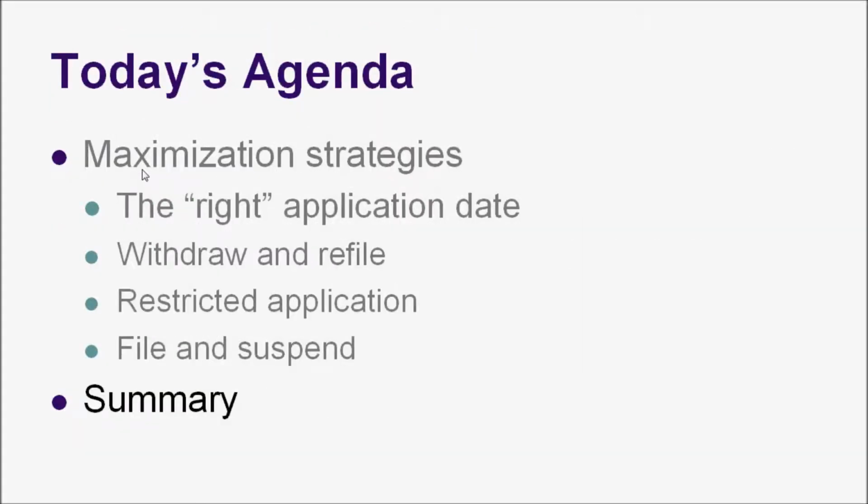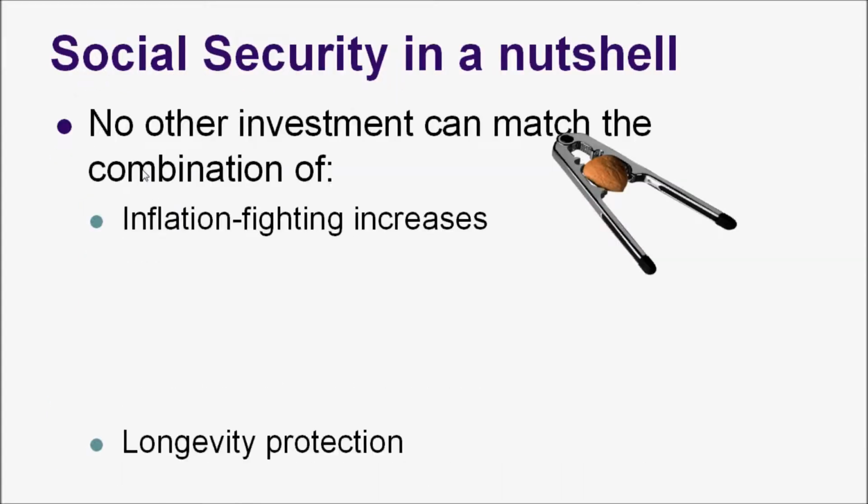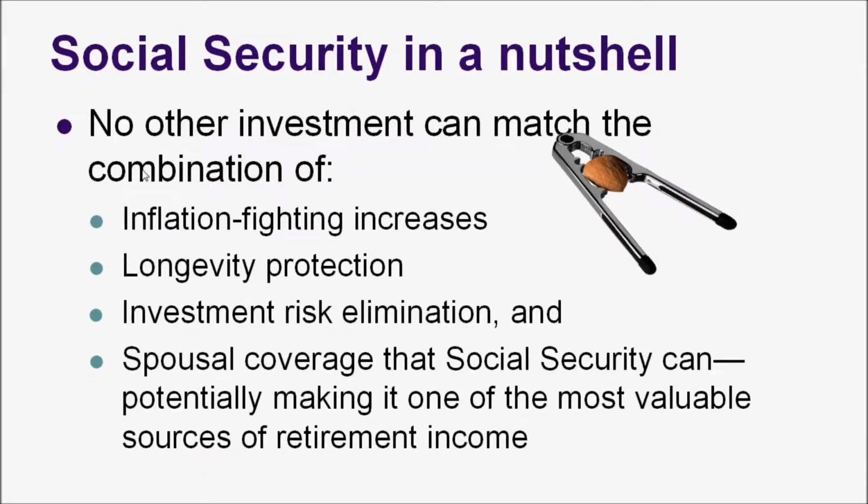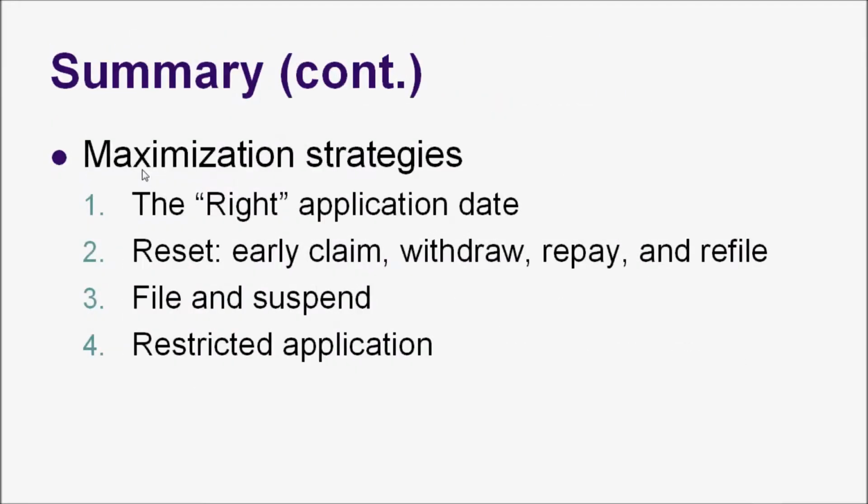Let's do a little summary of what we talked about today. First of all, Social Security in a nutshell. No other investment can match the combination of inflation-fighting increases, longevity protection, investment risk elimination, and spousal coverage that Social Security can. We went over 4 strategies. The right application date, which basically says the more you wait, the better off you're going to be if you live longer than when Social Security believes you're going to live.